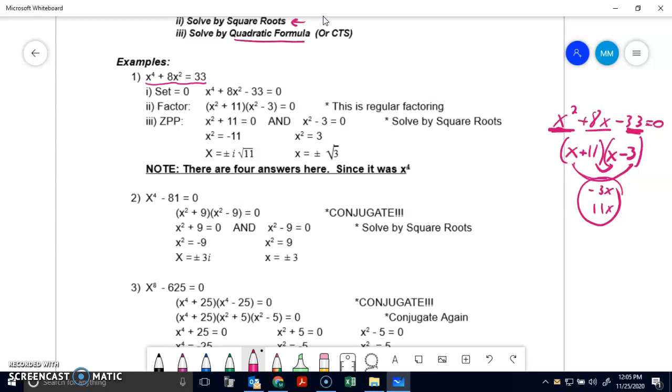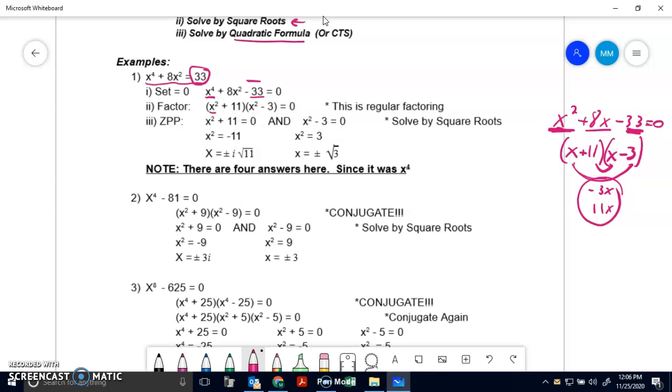So we're going to do the same thing here, only we have x to the fourth. So how does x to the fourth break up? Well, of course, x squared times x squared would make x to the fourth. And I'm still going to factor 33, 11, minus 3. Notice we already set it equal to 0, so we subtracted this 33 over. But 33 breaks up into 11 times 3, and that would add up to 8 in the middle. So it's still the same thing.